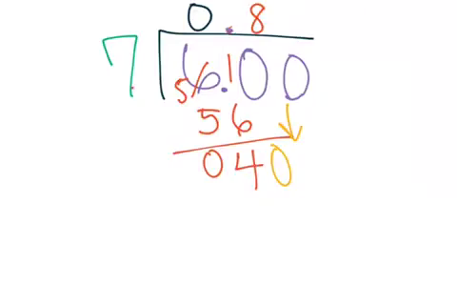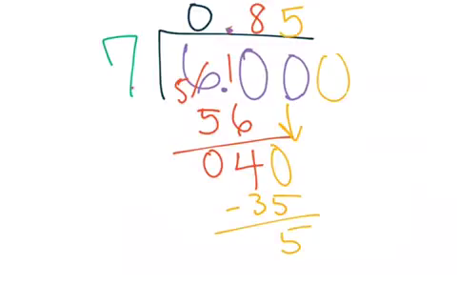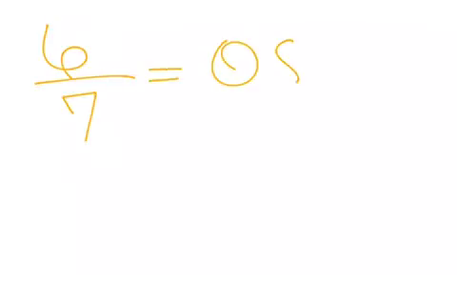How many times can 7 go into 40? Well, if you do your multiples of 7, you would see that it would be 5 times. 7 times 5 is going to be 35, so let's subtract 35. We get 5. Now, if I kept putting in zeros up here like this, we could continue dividing, but I just want you to stop at the hundredths place for right now. So the equivalent decimal to 6 over 7, or 6 out of 7, is going to be 0.85.